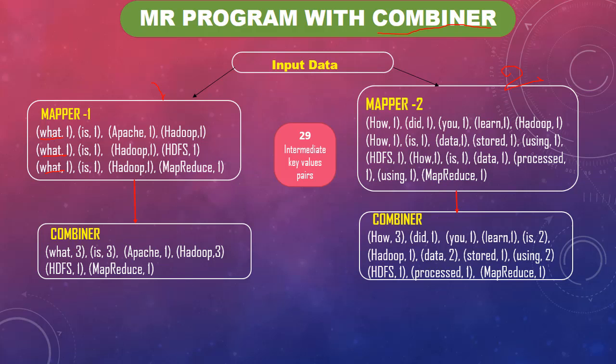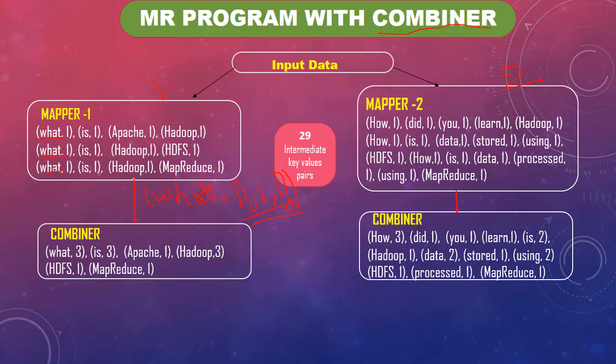The values will be combined together if the key is the same. For example, in the shuffling phase, I'll be getting this: what, comma, 1, comma, 1, comma, 1. Why have I got 1, comma, 1, comma, 1? Because this key has these values, and I am combining all of them. This is called the shuffling phase.